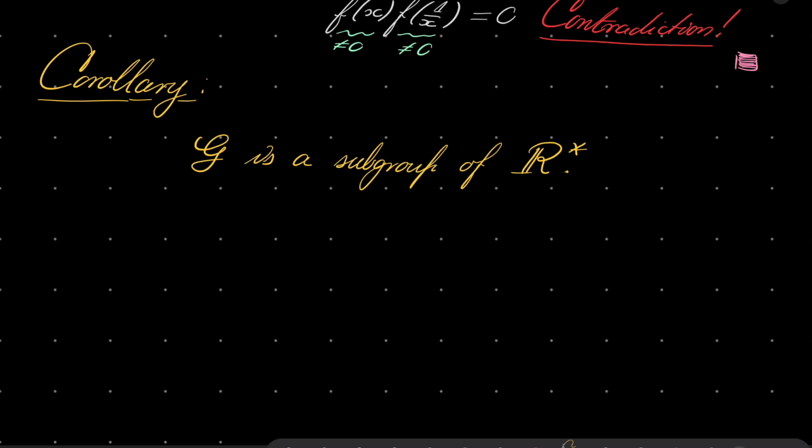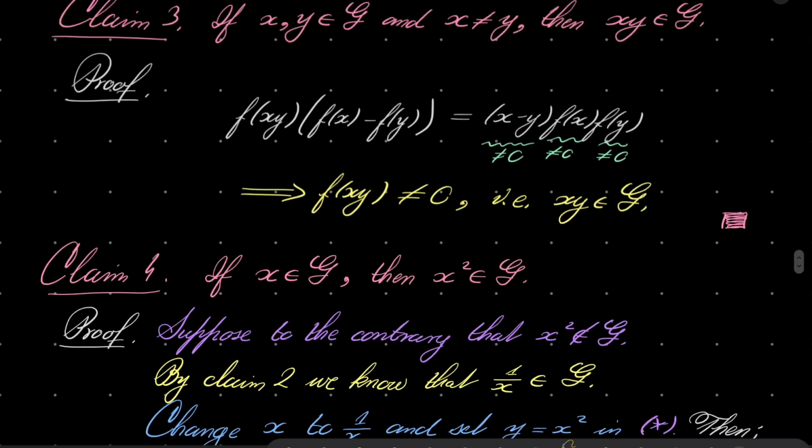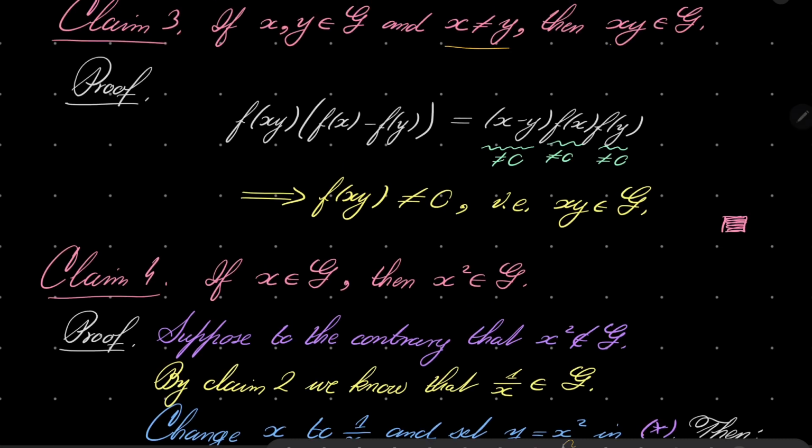If an element is in our set, its inverse is also in our set. It is because of claim number 2. And if I have two elements, and if I multiply them together, I am yet once again in our set G. It is true by claims number 3 and 4, because claim number 3 was about the product of two different elements, and claim number 4 was about the product of the same two elements. Yes.